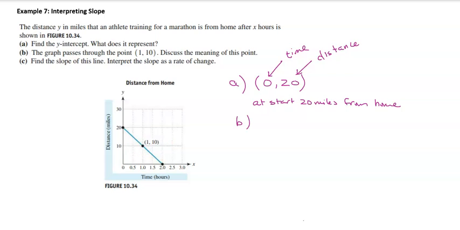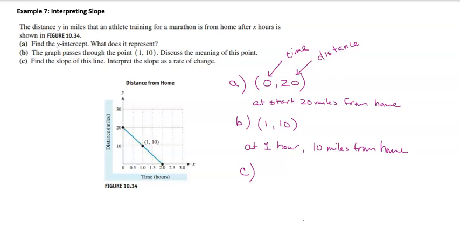Again, 1 is 1 hour. So at 1 hour, we have 10 miles. What does that mean? Well, they're 10 miles from home. It's that simple. All right, so then the last question, take a look at that and think about it for just a moment. Find the slope of the line. Interpret the slope as a rate of change.